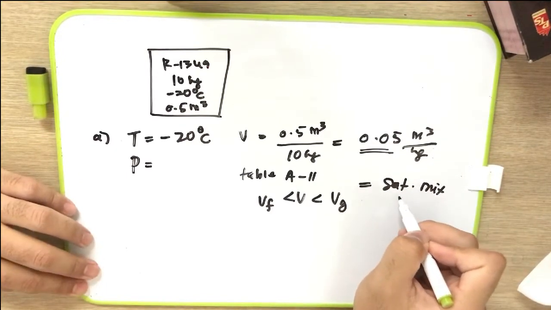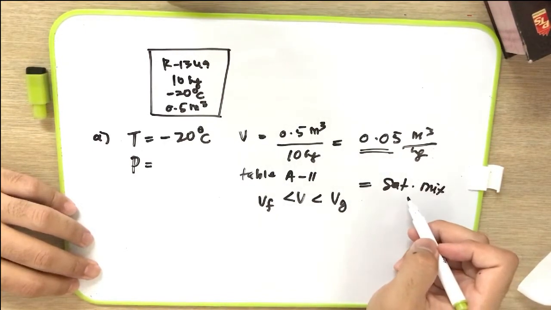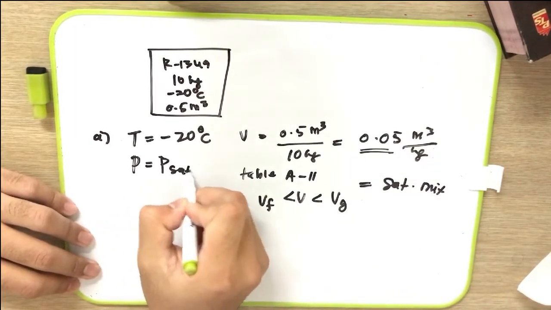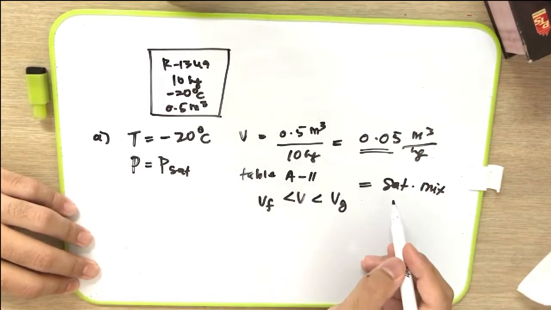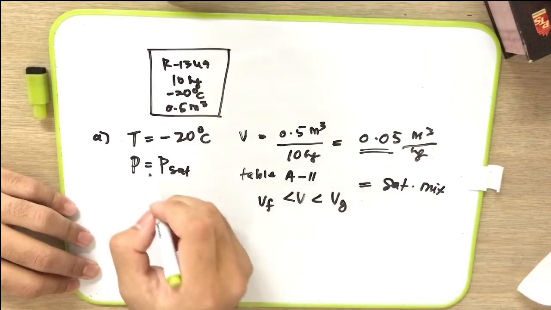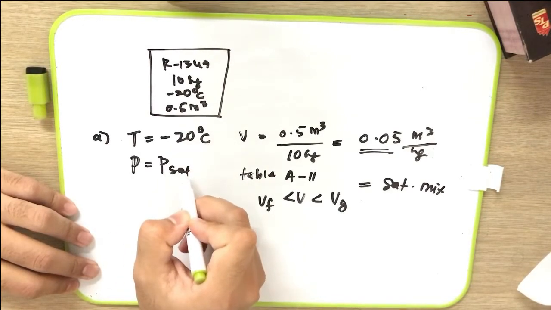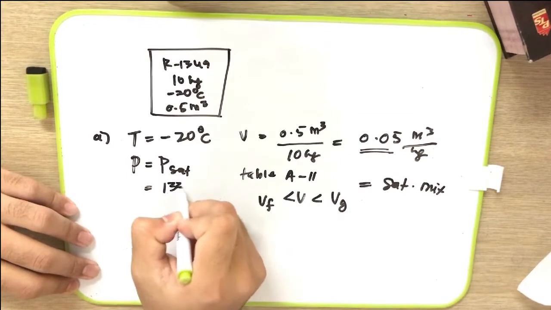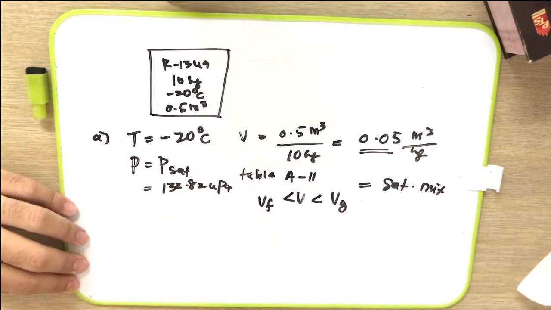When we confirm it is saturated mixture, we just find any data from the saturated table. So it includes pressure. So pressure here is equal to P saturated, because it is saturated mixture. Indeed, we need to find any info from the saturated table, which is table A11. So at T is equal to negative 20 degrees C, we just find the P saturated, because the P saturated is actually our P. So the P saturated here is 132.82 kilopascal. So that's how we find the pressure.